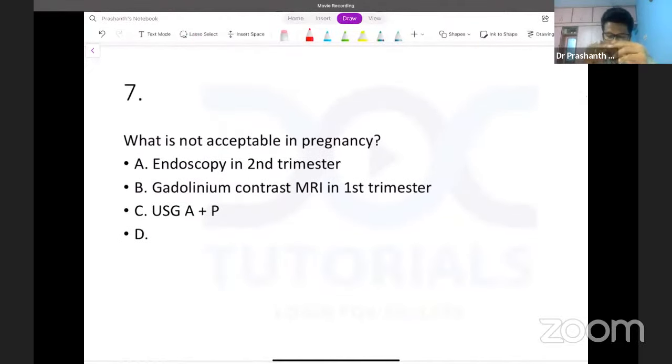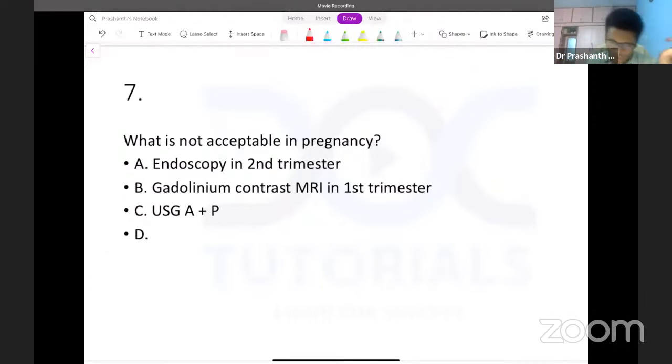The next is, what is not acceptable in pregnancy. A, endoscopy in second trimester. It's not acceptable. Gadolinium contrast with MRI in first trimester. Ultrasound is one of the safest. So again, we do not have an option for this.